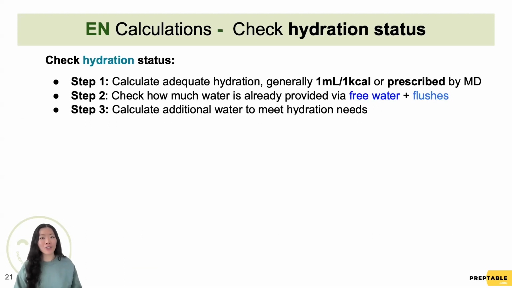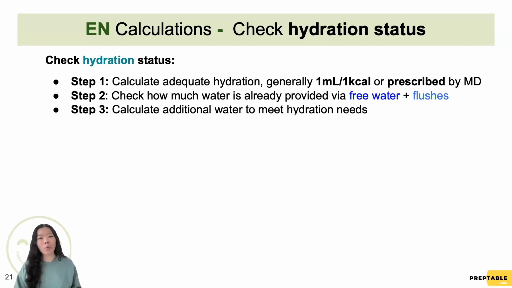Let's talk about hydration status for the EN patients. Step 1, you need to calculate the adequate hydration. This can be estimated from energy. For every kcal of energy, you will need 1 milliliter of water. Sometimes the hydration amount is limited and prescribed by a doctor. This is especially true if a patient is on fluid restriction.